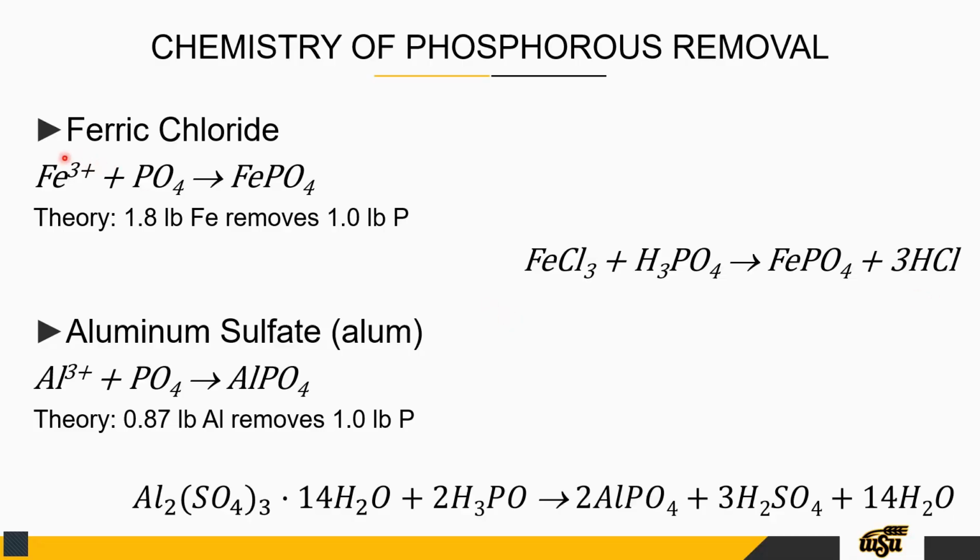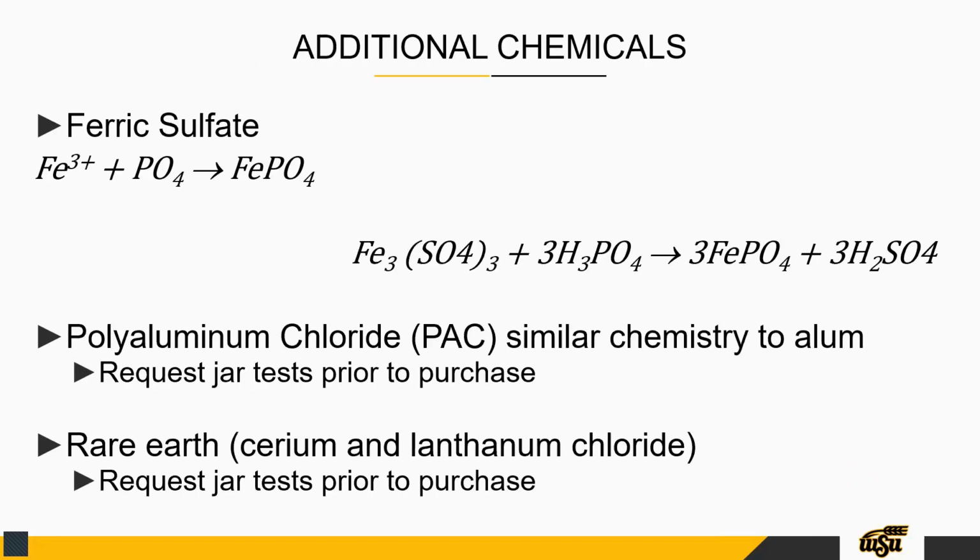So the ferric chloride and aluminum sulfate, basically the same type of reaction going on. So the aluminum phosphate is very insoluble in water and it will precipitate out. Here's a larger reaction there. Again, I would pull out this 3H2SO4. That's important as far as plant operations goes. Ferric sulfate, same basic idea. I think you're probably getting the idea there.